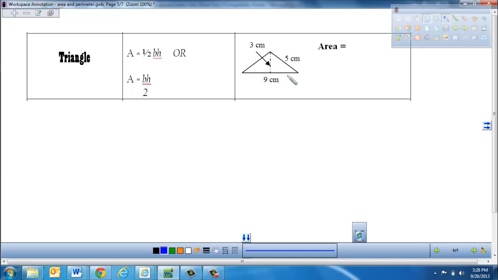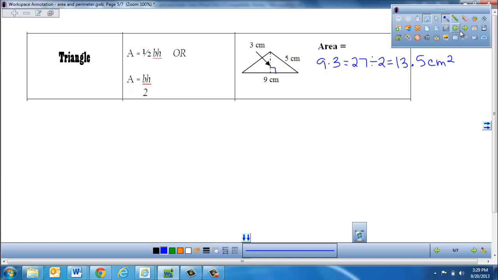As we said before, we know the 9 is the base, but the 3 would be our height because again, it has to be perpendicular to the base, meaning it forms a right angle. So the 3 is our height. The 5 we will not use for the area. So I'm going to take 9 times 3, which is 27. Now that would give me the area if it was a rectangle, but we know that a triangle is half of a rectangle, so now I have to divide that by 2. When I take 27 divided by 2, I actually get 13.5, and that would be centimeters squared again.